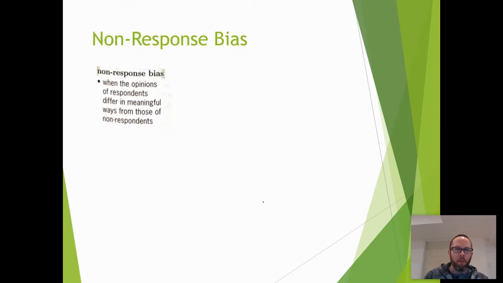And the last is non-response bias. This is when the opinions of respondents differ in meaningful ways from those of non-respondents. So a typical example would be, I'm not sure if they have these anymore, but at McDonald's, you could have a little card where you could fill in how your service was.